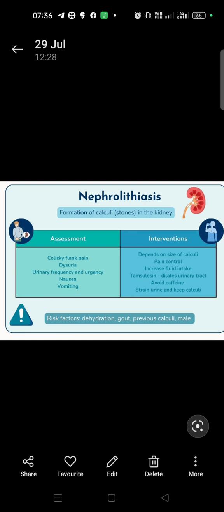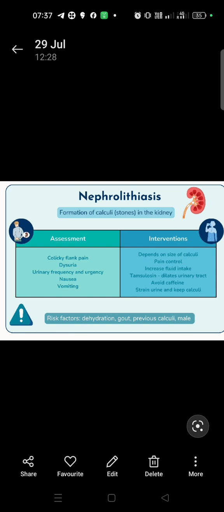Then pain control. The patient already has colicky flank pain, so we have to control the pain and also increase the fluid intake. By increasing the fluid intake, more urine can be produced and the stones can be eliminated through urine. The medicine mainly given for nephrolithiasis is tamsulosin. Tamsulosin dilates the urinary tract because it promotes urination. It is mainly given in nephrolithiasis management, and it dilates the urinary tract.